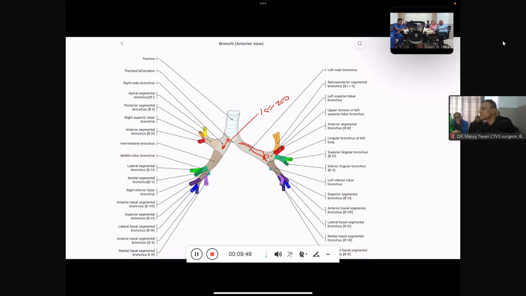There are certain small variations in the segmental divisions also, but like in the right upper lobe, we have the B1, B2, and B3 subsegments, etc.